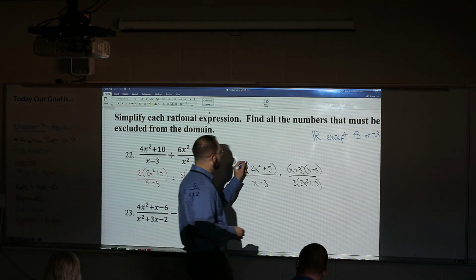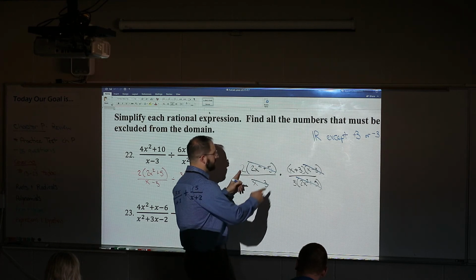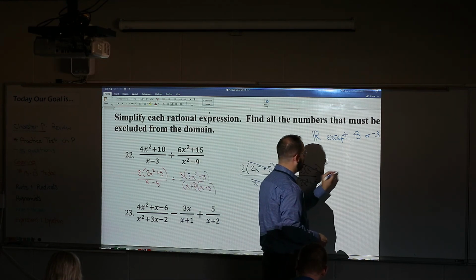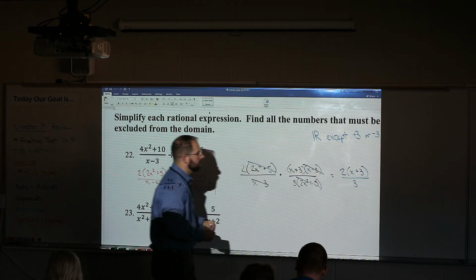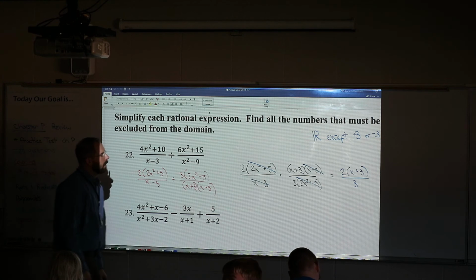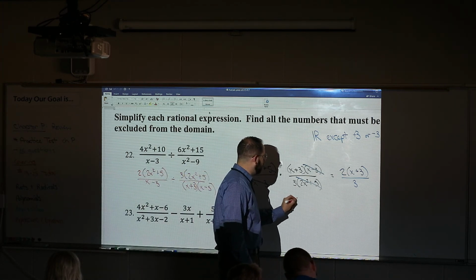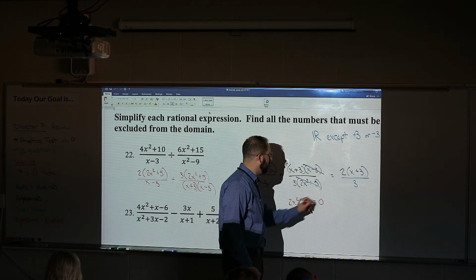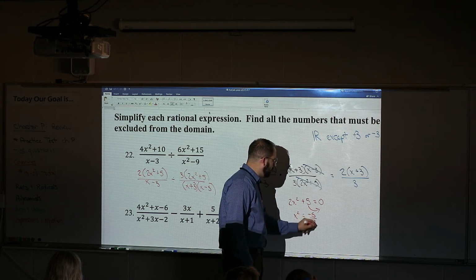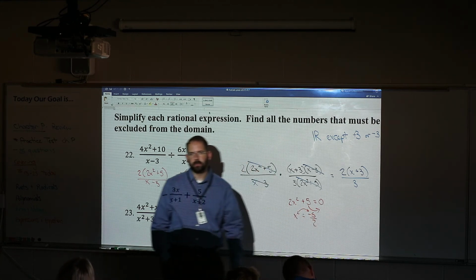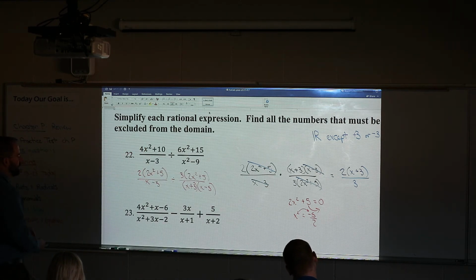But anyways, things that cancel, the x minus 3s cancel. So your final answer is 2x plus 3 over 3. Okay, so that's how you do that, and then the exceptions are up top. And again, why this one didn't have an exception: when you set this equal to 0, you move the 5 across and divide by 2, you're going to get a negative number, and you'd have to take the square root of it, which is not possible. That's the imaginary numbers. It's not possible to have a root for that, so there's no exception on the bottom for that.